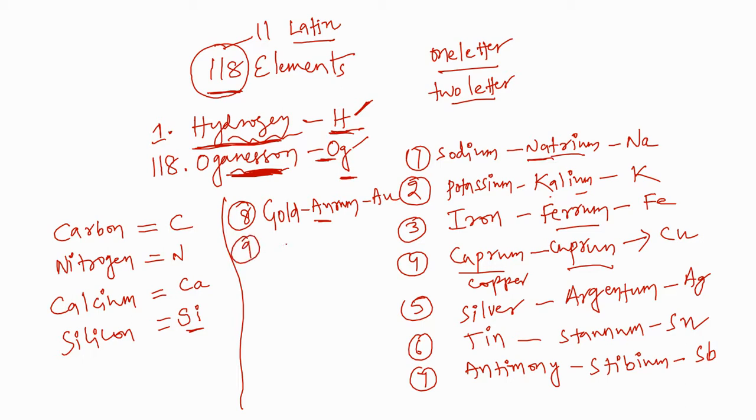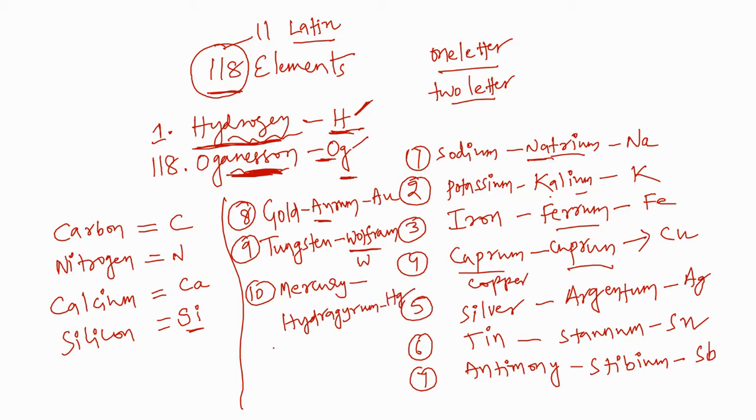And the ninth one, I can write tungsten. Tungsten's Latin name is wolfram. So the wolfram symbol is W. And as well as you are going to get one more, my dear students, that is mercury. Mercury's Latin name is hydrargyrum. And the symbol of mercury is Hg. And the last, the 11th one, is lead. Lead's Latin name is plumbum, and from the Latin name of lead you can take the symbol, that is Pb.